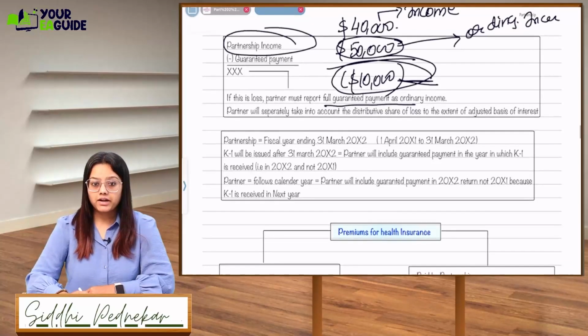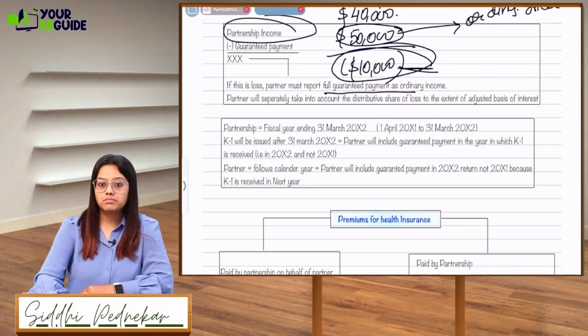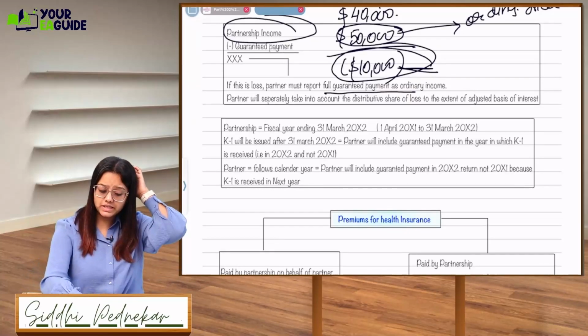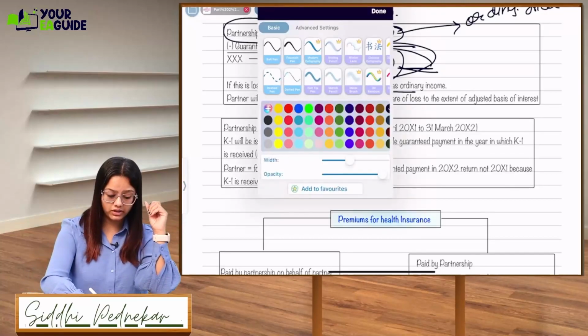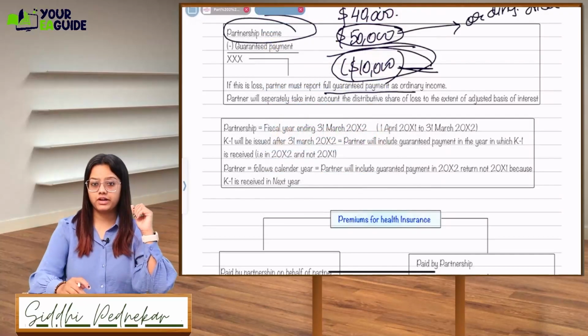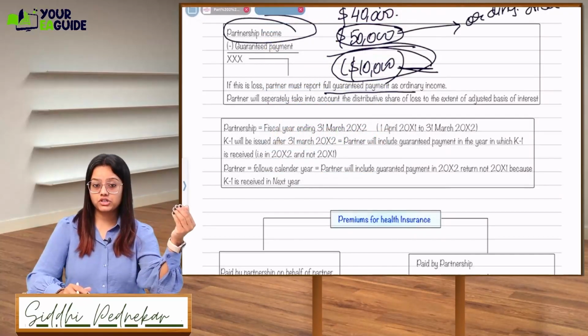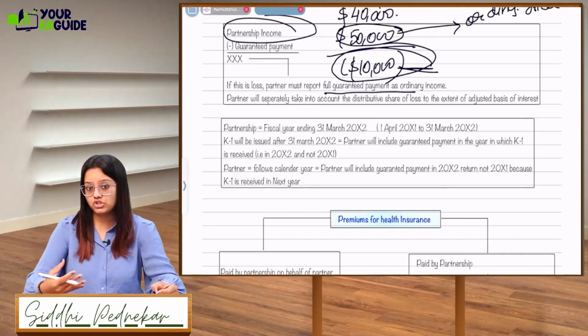Got it? Partnership fiscal year ending on 31st March. So April to March. Now see here, you have to see that if a partner's share of interest is different, and if the partner's tax year is different and the partnership firm's tax year is different, in that case, in which year will the K1 be included?